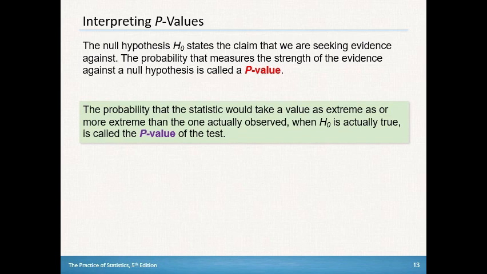All right, so that p-value is really just a probability. So it's a probability that the statistic would take on a value as extreme or more extreme, so further down into the tail, one way or the other, when the null hypothesis is actually true. All right, so this is what we call the p-value. It's really just another fancy name for the probability that we would be as extreme or more extreme than where we are if the null hypothesis is true.